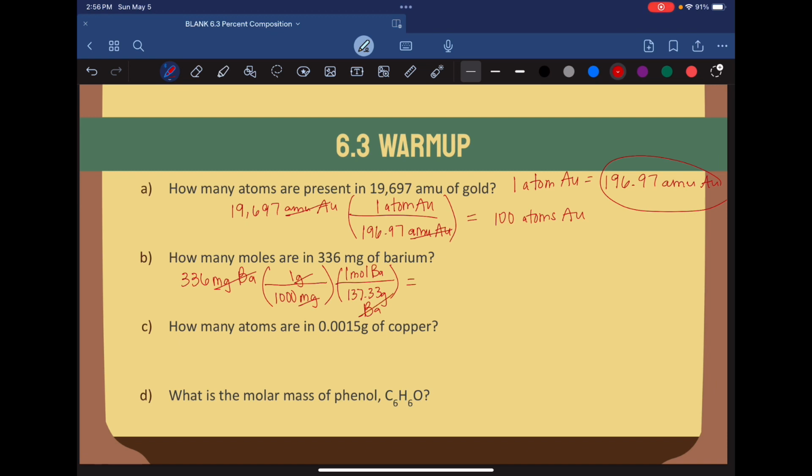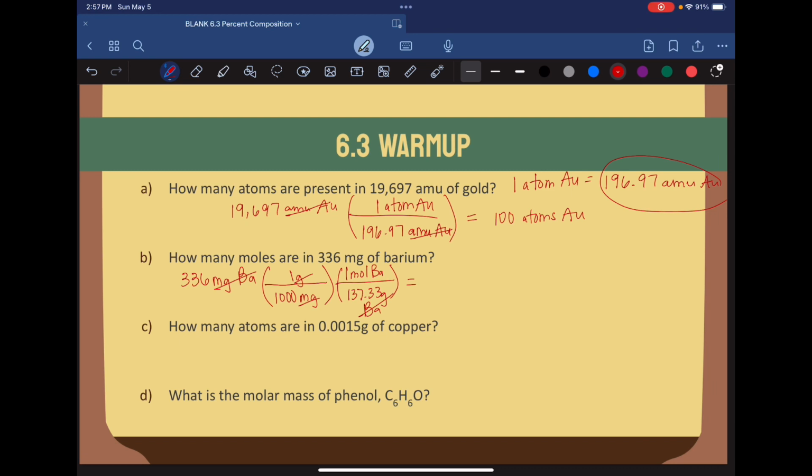When you put this into the calculator, instead of doing separate calculations each time, you can just enter it all in as one thing. So I would put in 336 parentheses, 1 divided by 1,000, close that parentheses again, 1 divided by 137.33, end parentheses, just because it will keep all those ratios there, especially if you're not sure when to divide or multiply when it comes to the fractions.